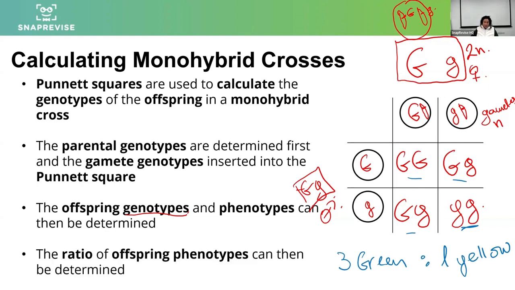So we call this the ratio of offspring phenotypes. We often call the offspring the F1 generation, which stands for filial. F1 generation, and this is the parental generation or P generation.